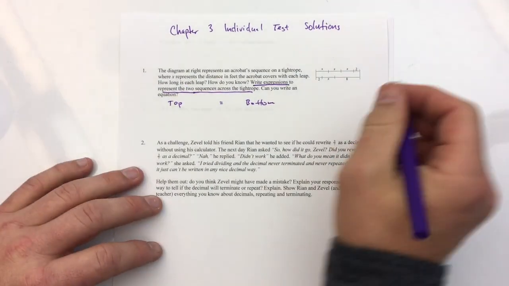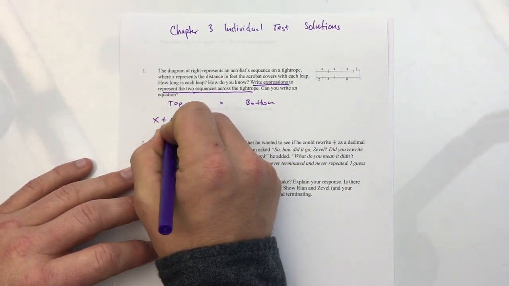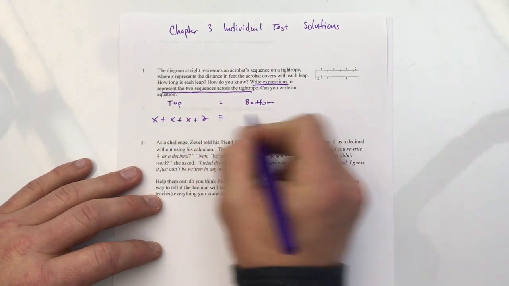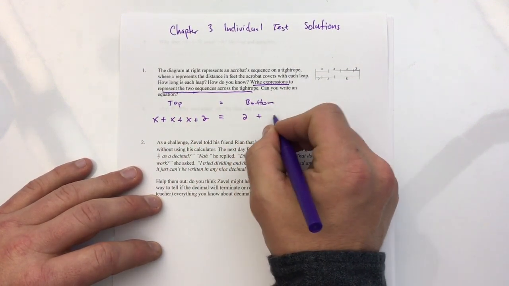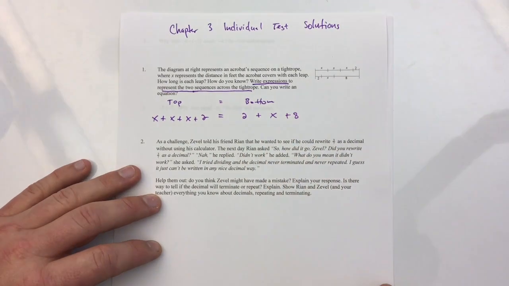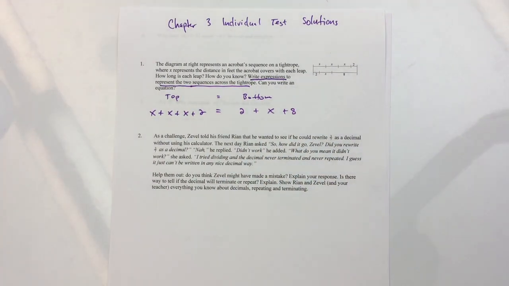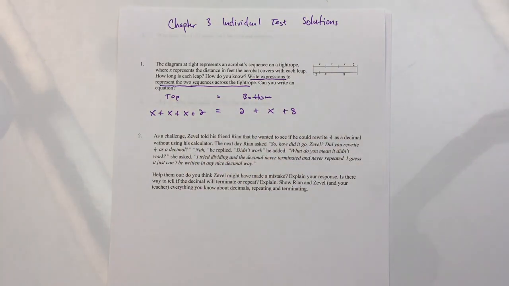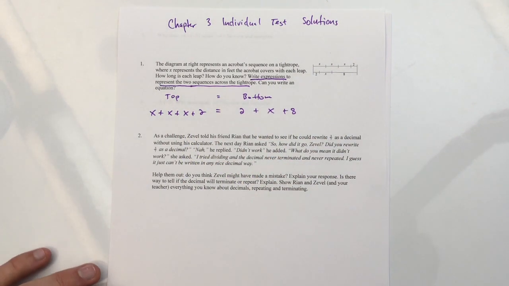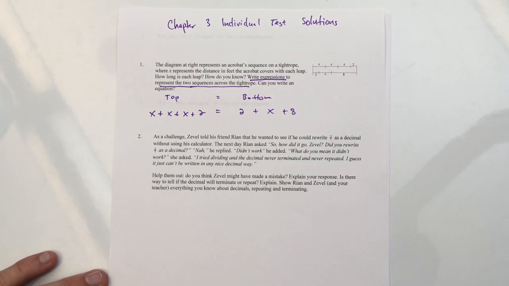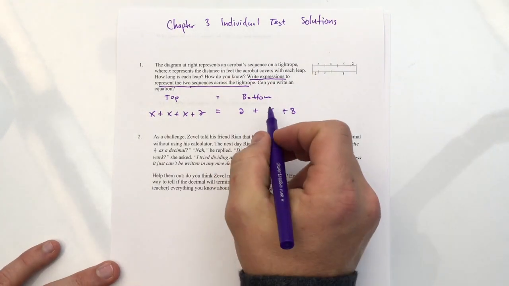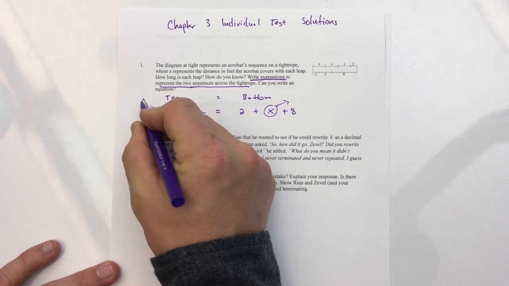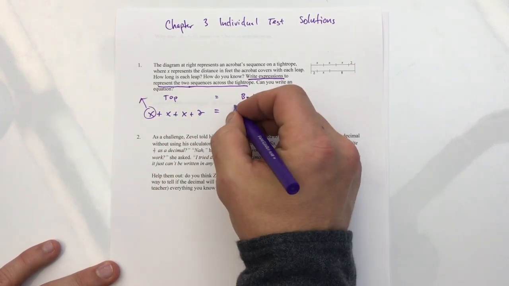The top is x plus x plus x plus 2, which equals 2 plus x plus 8. This was worth a point. That's my expression, and I even wrote an equation. At this point, there's a couple ways you can do it. You can just start plugging in numbers, or you can see that I have an x on both sides. I can get rid of that, and a 2 on both sides.